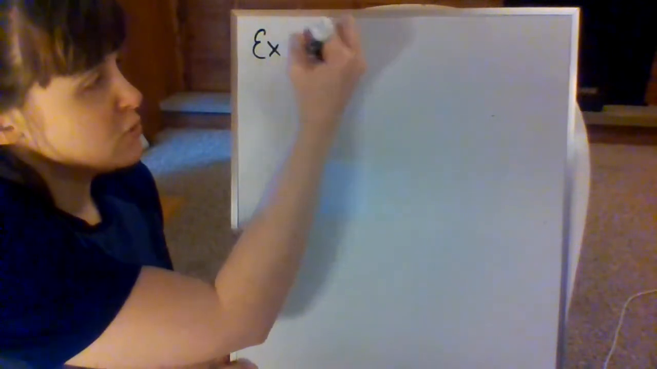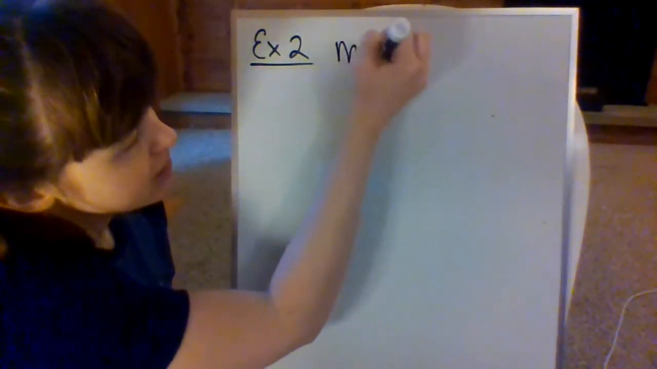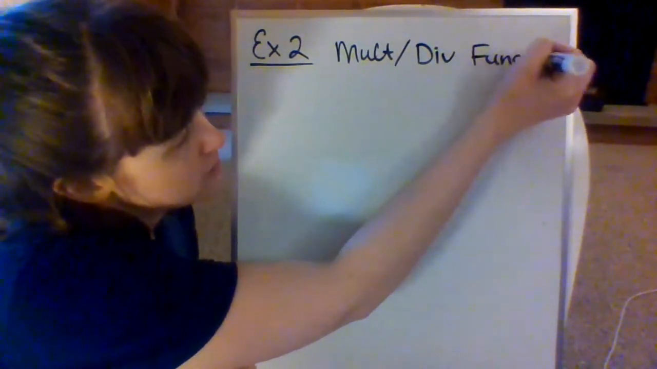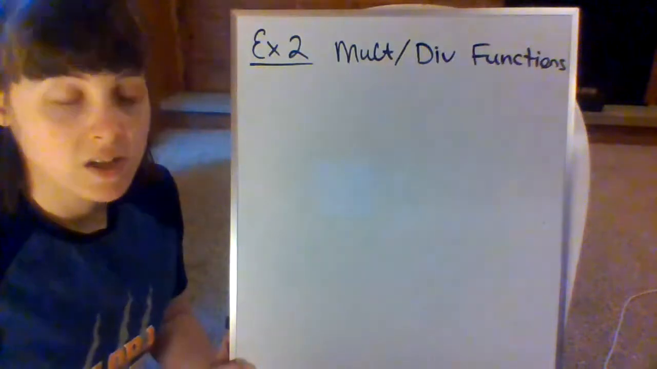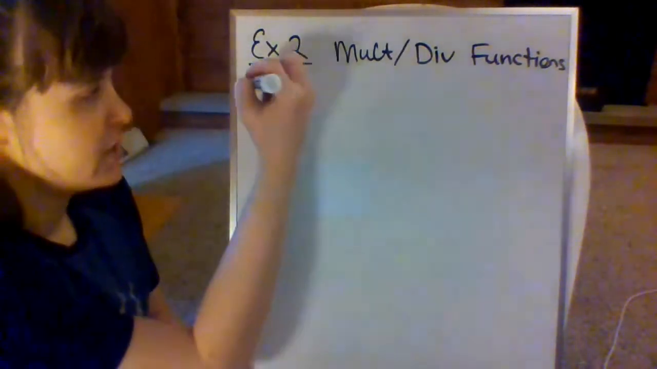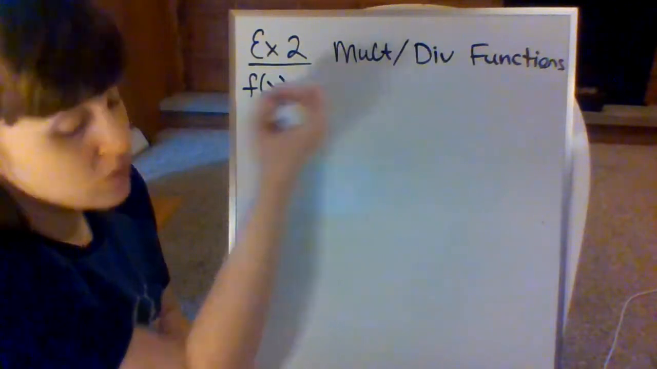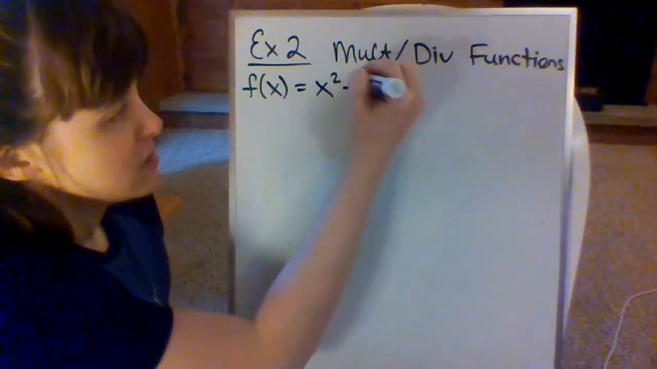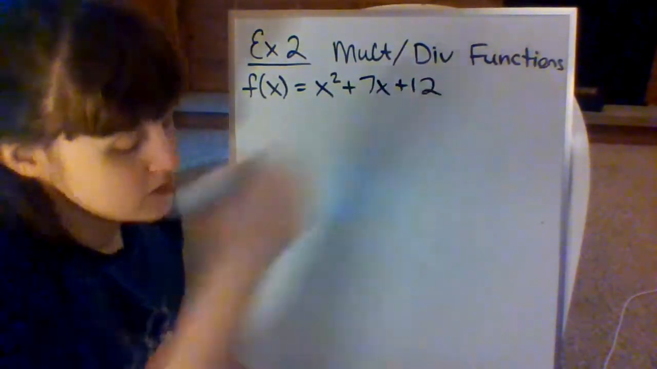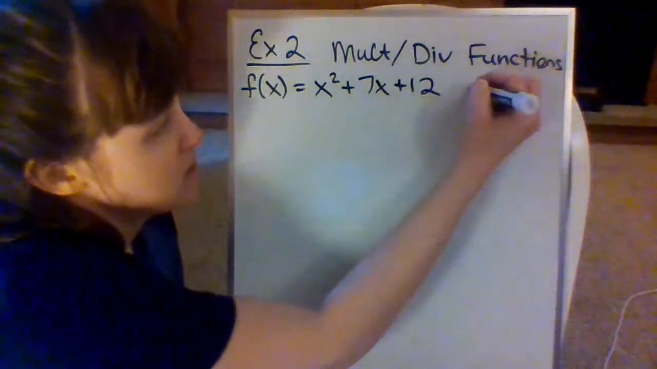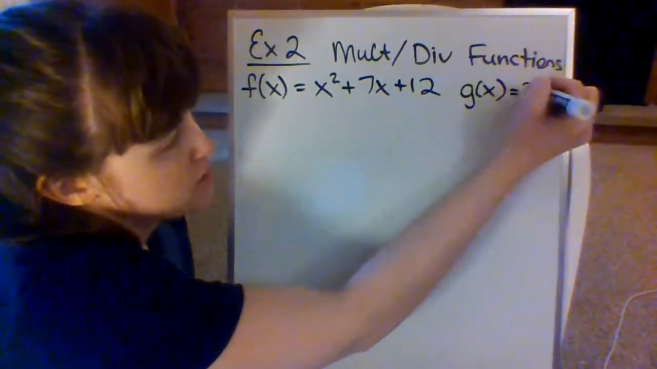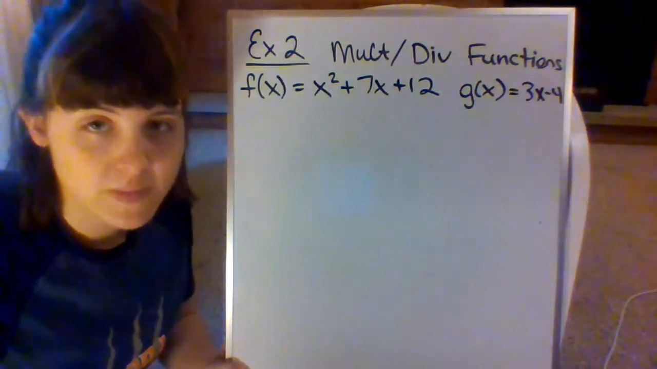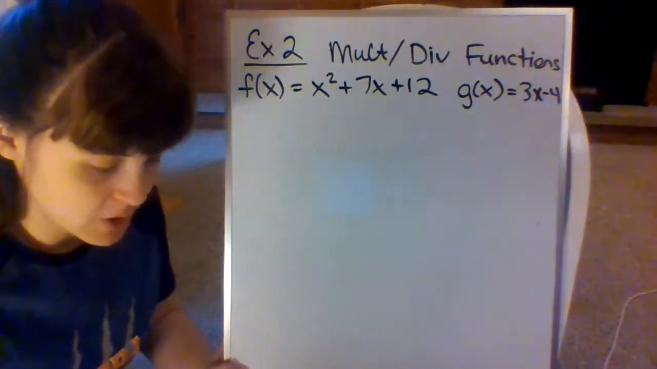Alright, example 2, we're multiplying and dividing functions. Alright, so our functions are f of x equals x squared plus 7x plus 12, and g of x is 3x minus 4. Okay, so first we're going to multiply these.